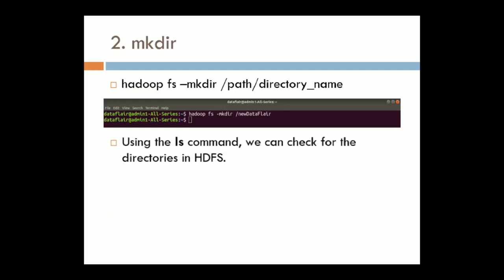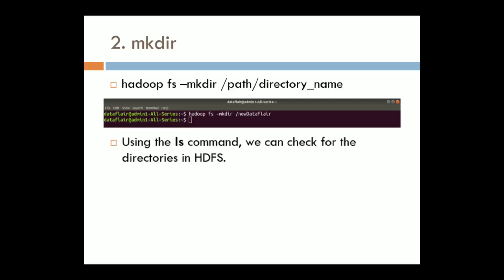What will be, let us assume, if I want to make a directory with the name new data flare. What I have to do? I have to call the function Hadoop fs space minus mkdir, which is going to create a new directory with the name new data flare. So this will be created, but how to check whether it is been created or not?